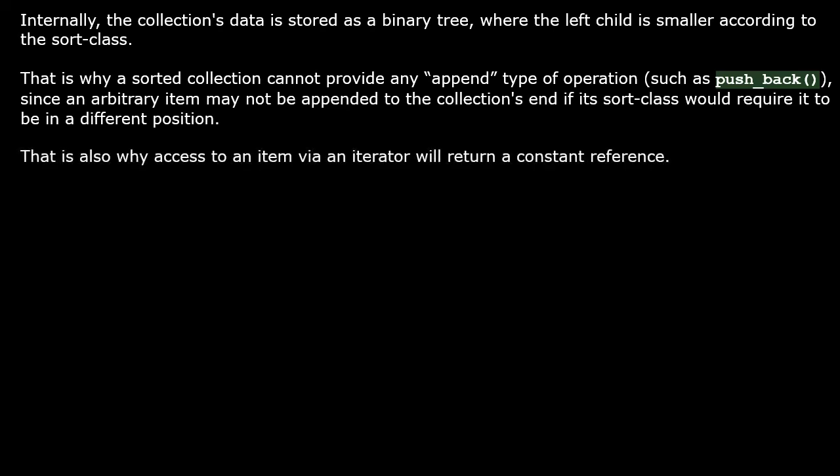And because of this choice of representation, when you access any map item via an iterator, you receive a constant reference. That prevents you from changing its value in a way that might violate sort class ordering.